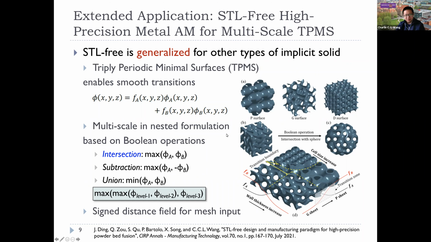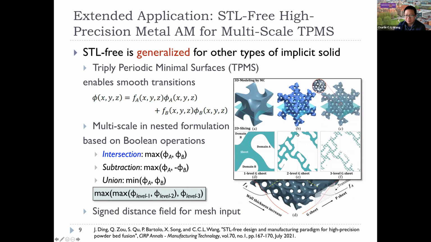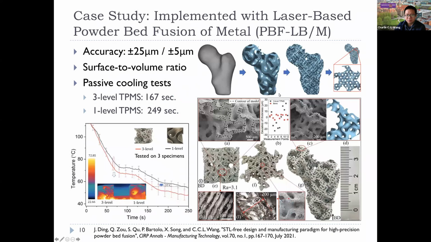And then after that, we're able to use the signed distance for the mesh input to generate the boundary of a given model, and then apply Boolean operations between these TPMS structures and the original model, again using Boolean operations. Then we're able to generate models as complex as this, and also models as complex as these bone structures.